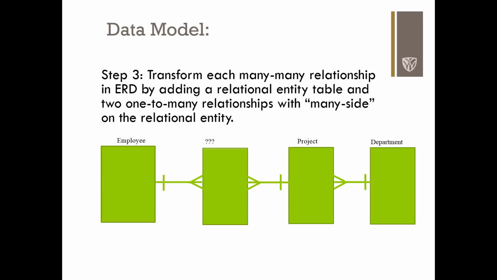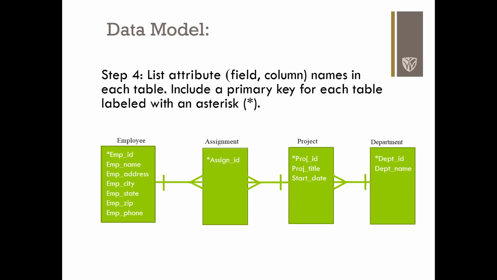But naturally now we have to come up with a name for this relational entity that we've created. So we're going to call this assignment. We're going to say, okay, each employee is assigned to a project, so why don't we call this assignment, this relational entity. Next, we're going to add all of the attributes for each entity within the box that is associated with that entity.